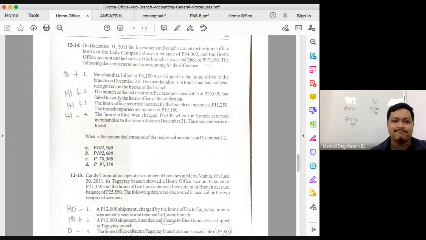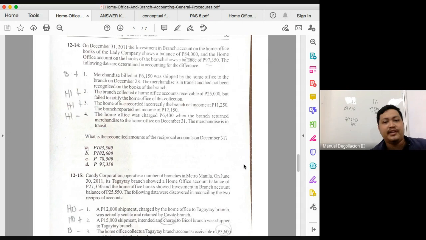Number four, the home office was charged 6,400 when the branch returned merchandise to the home office on December 31. The merchandise is in transit. The transaction originated from what entity, class? A branch, because it was the one who made the return. What entry was prepared by the branch? You just reverse the entry for shipments, class.